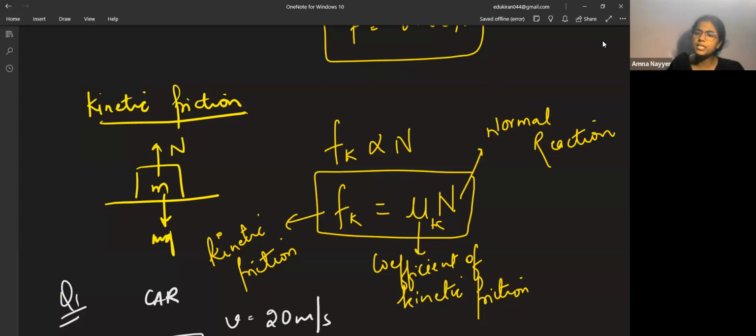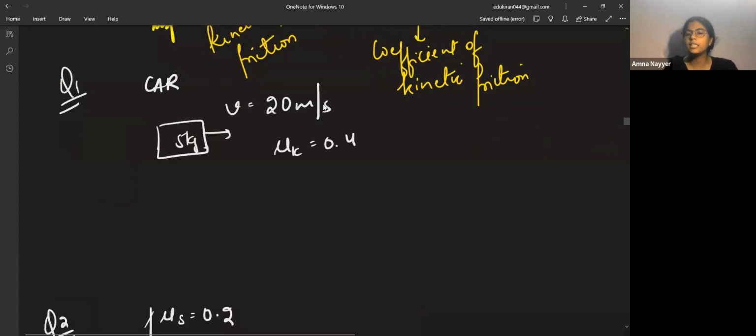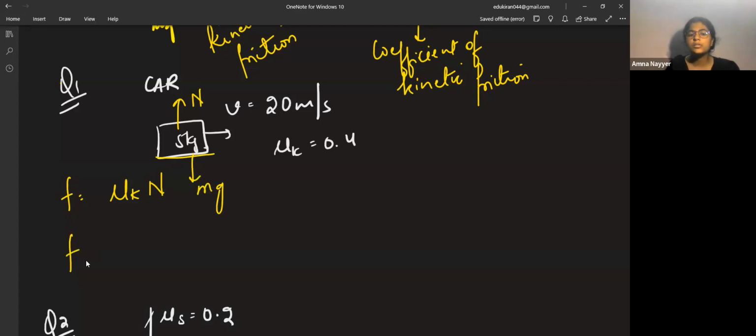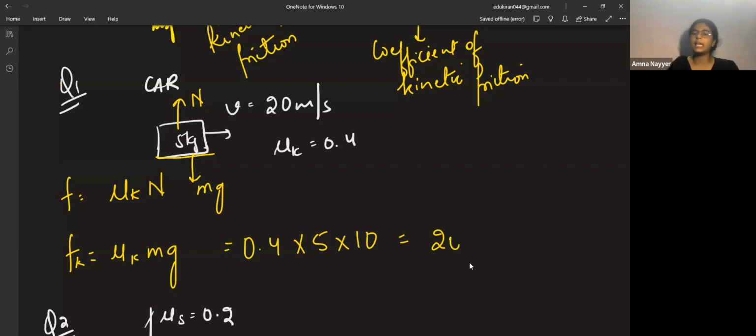So if questions are based upon this also, like a car is moving with this velocity, you have to find out the coefficient of friction. Is this value v is equal to 20 meter per second necessary for us? No. See, if we write frictional force mu k n, what will be the normal reaction? If a car is moving, normal reaction will be equal to mg only. So kinetic frictional force will equal mu k mg again. So that makes it 0.4 into 5 into 10, right? So this becomes 4 into 5. This is 20 Newton, like this.